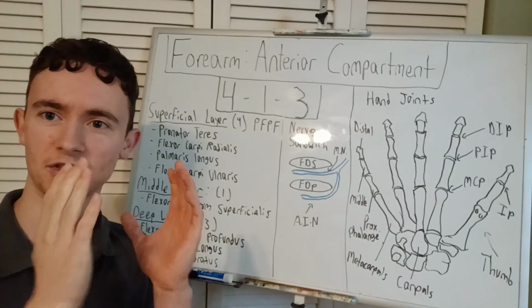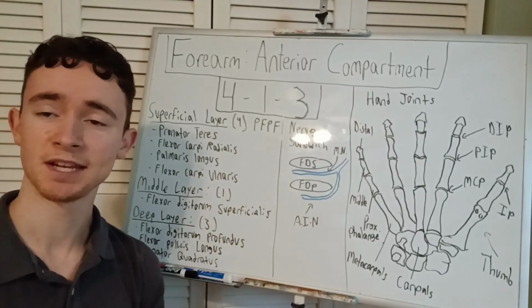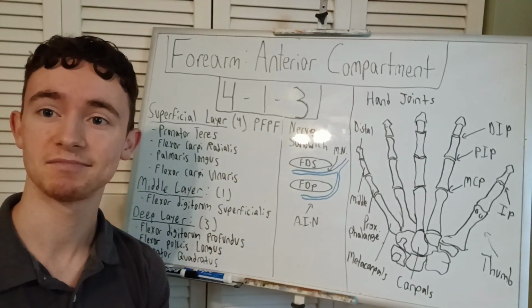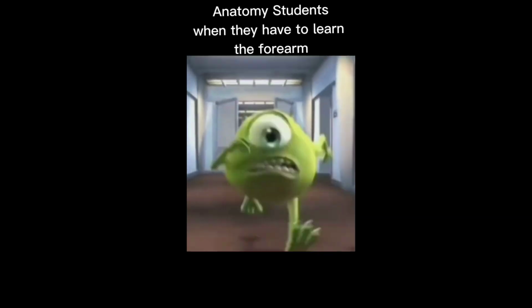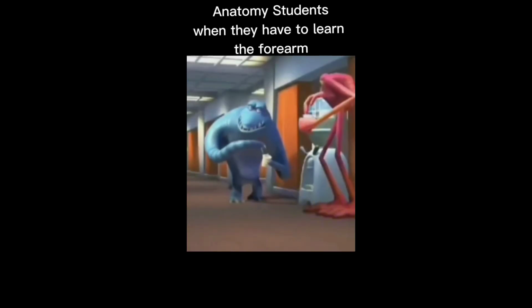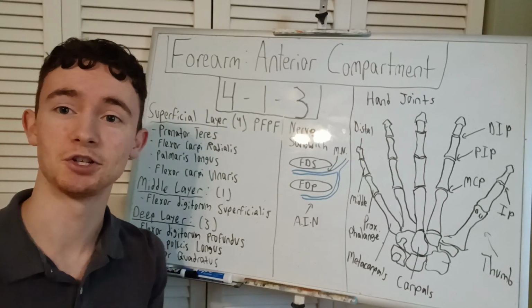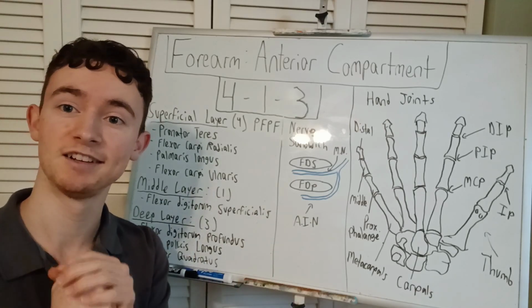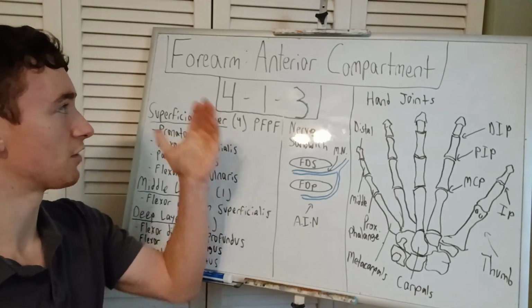Today we're going to be learning about the forearm, the anterior compartment. Now, when students usually get to the forearm, it can get a little scary. And that's why I'm here to try to lay this out in a nice, easy way so that everybody can kind of understand and learn what's going on. So we'll kick it off with the anterior compartment.